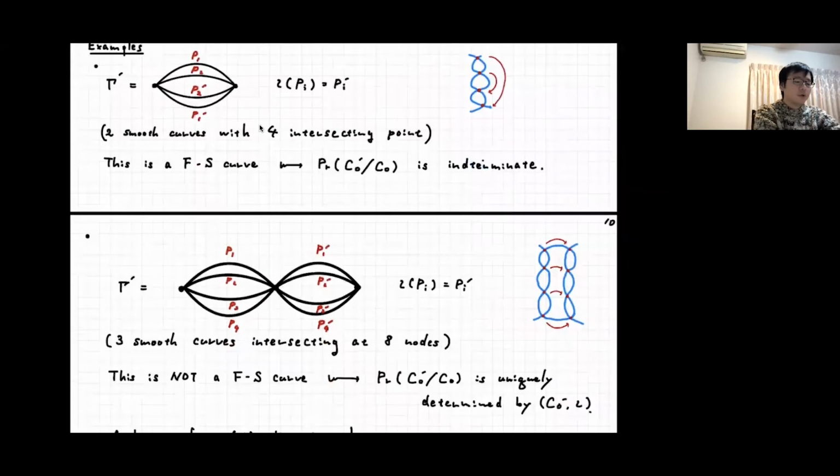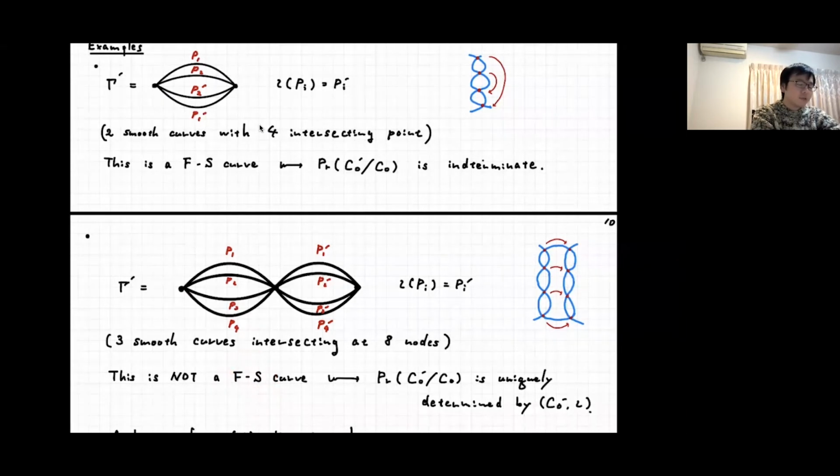On the other hand, when we consider the graph gamma prime, which is given by such a kind of figure, such as the 4 edges P1, P2, P3, P4 goes to P1 prime, P2 prime, P3 prime, P4 prime by the involution. Then such a dual graph is given by considering the 3 smooth curves, 1, 2, and finally 3, intersecting with these 8 points with the involution defined by these arrows, then it gives such a kind of graph. Then this is not a FS curve.